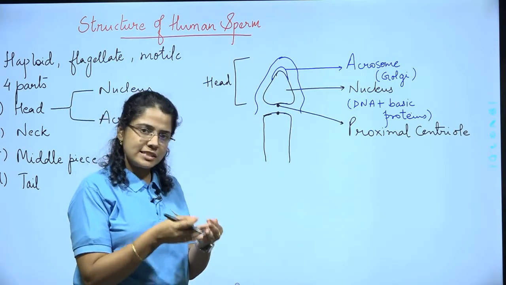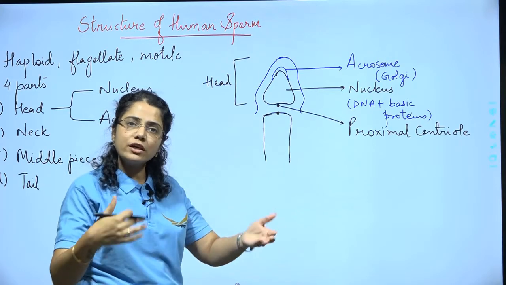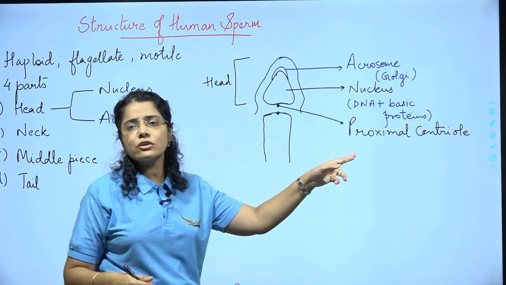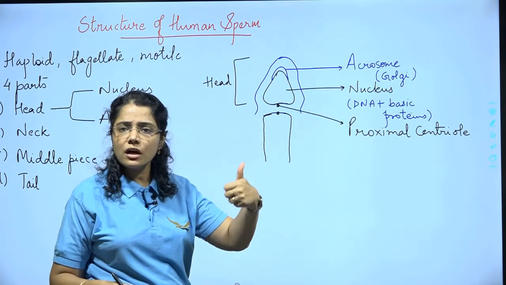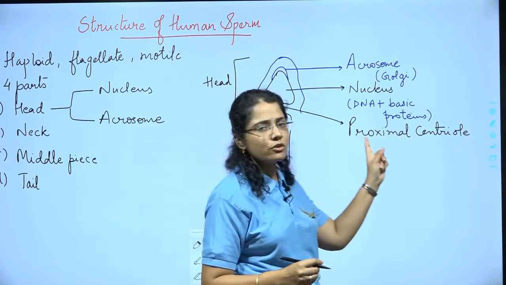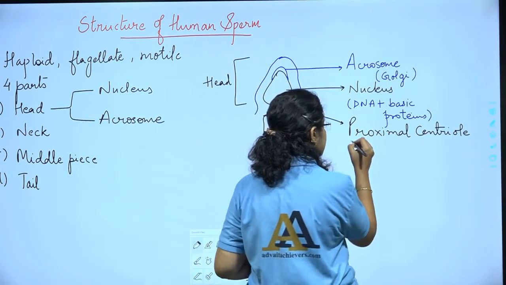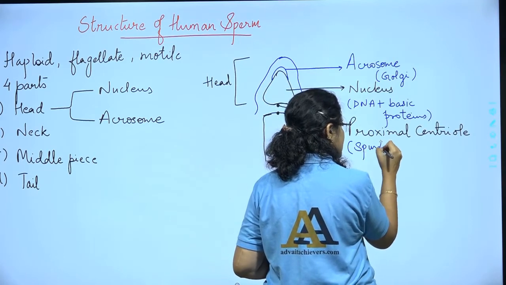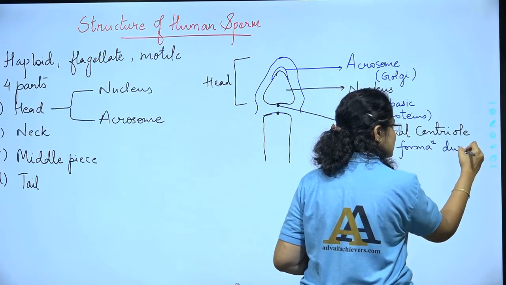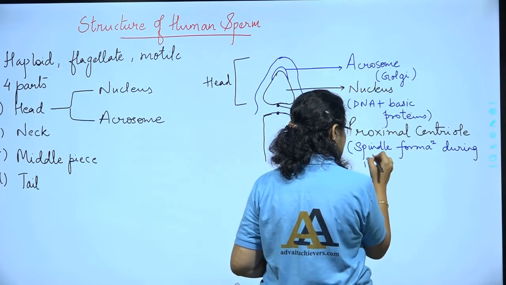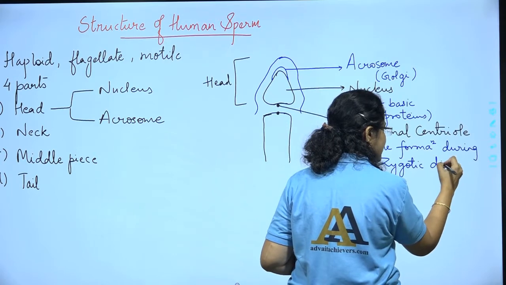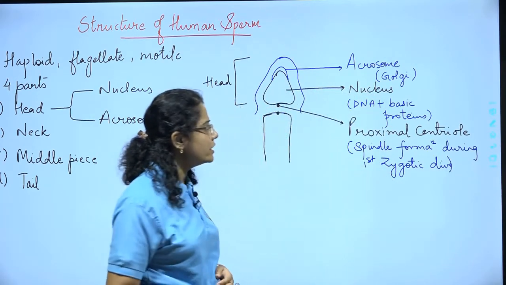जब fertilization हो जाएगा और zygote बन जाएगा, zygote will undergo division. So at that time spindle formation has to take place. So this proximal centriole will form that spindle during the first zygotic division. So we can add over here, for this proximal centriole, what is the function? Spindle formation during first zygotic division. That is when the zygote undergoes the division, right?